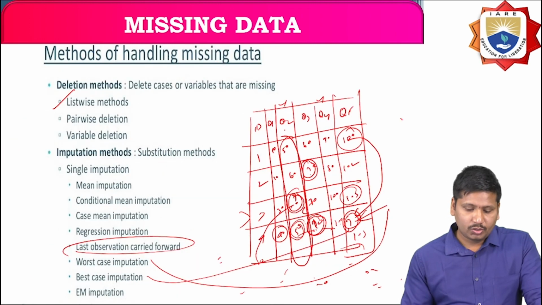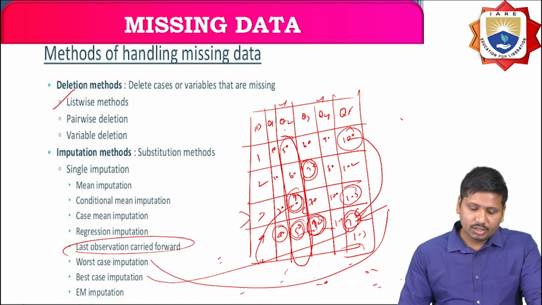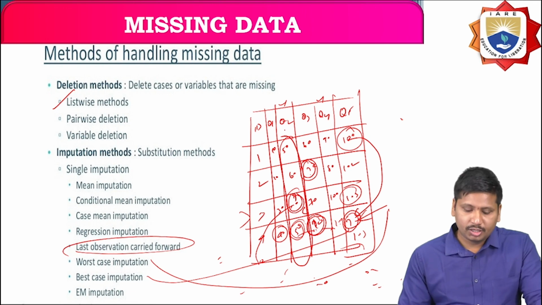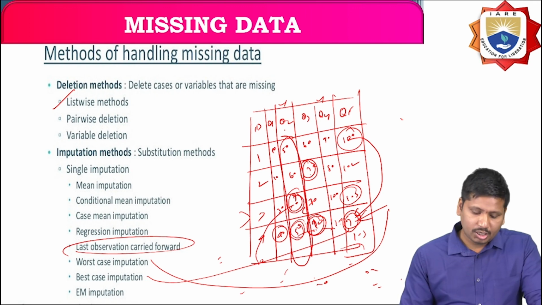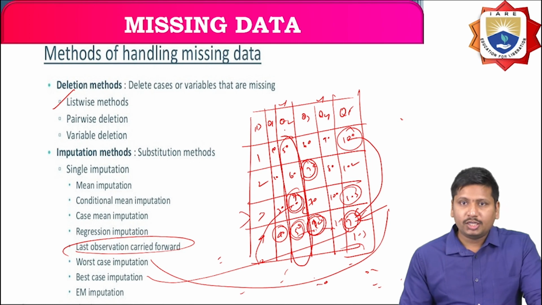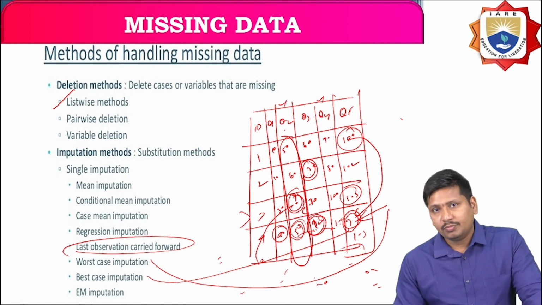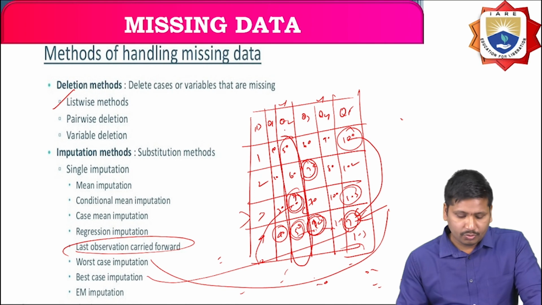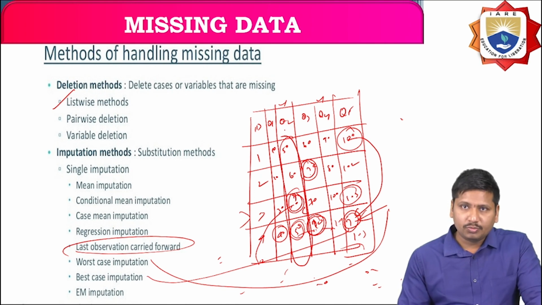These are the methods we have for handling missing data: deletion methods and imputation methods. Listwise deletion, pairwise deletion and variable deletion are the deletion methods. Single imputation and multiple imputation are the substitution methods. With single imputation, I can fill the missing data with mean imputation, conditional mean imputation, regression imputation, last observation carried forward, and worst case and best case imputation.